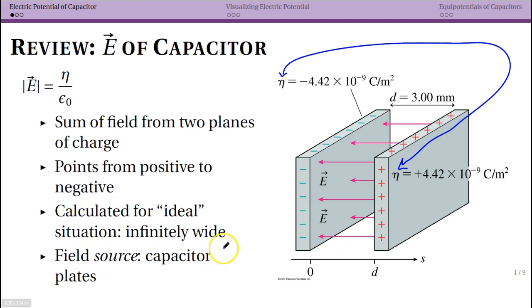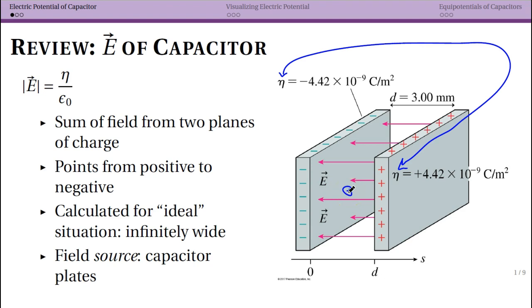This has been calculated for an ideal situation where we have infinitely wide planes, and that's valid as long as they're fairly closely spaced together or we're near the center. So what we need to start talking about is, again, that idea of source, that our field source is the capacitor plates. If I place a little point charge between them, then this is going to experience a force due to the field. We would call this the test charge or the probe charge.